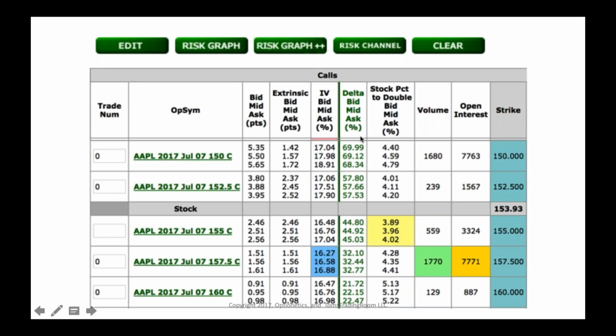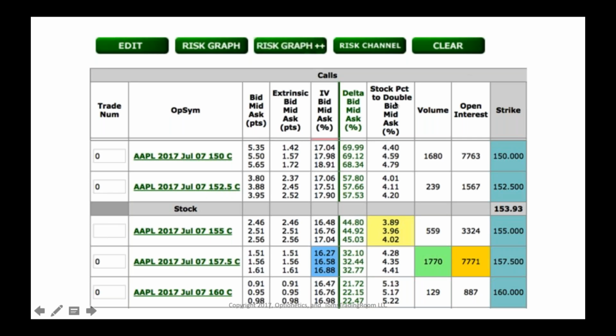The delta. We all know what delta is. That's the rate of change of the option relative to its stock price. Typically, at the money deltas are around 50. Out of the monies are lower than 50. In the monies are higher than 50. As you can see, the higher the delta, the more real value the option has, the more it's going to move like the stock on a dollar for dollar basis.